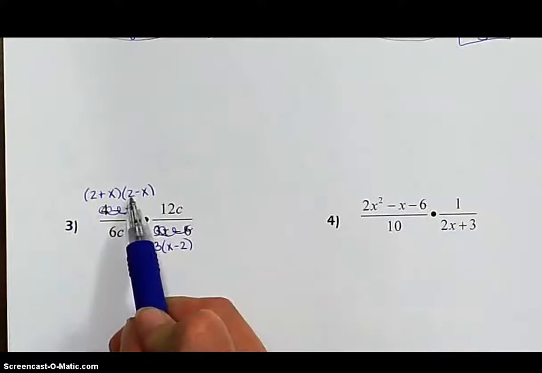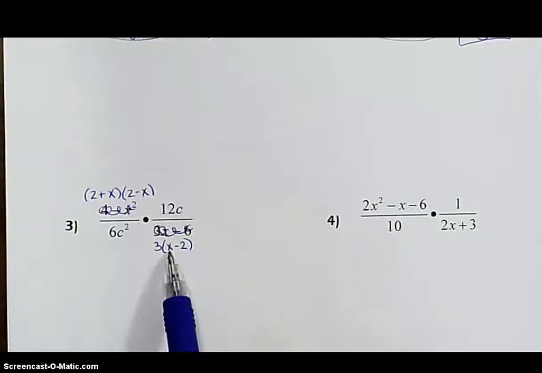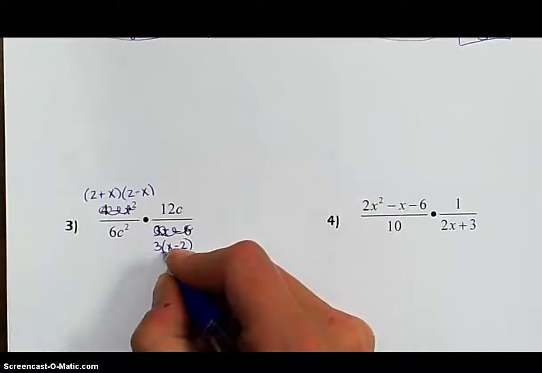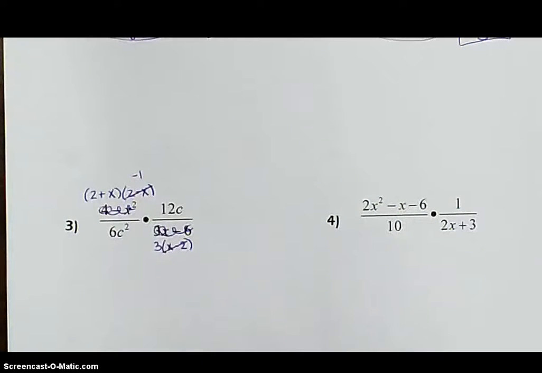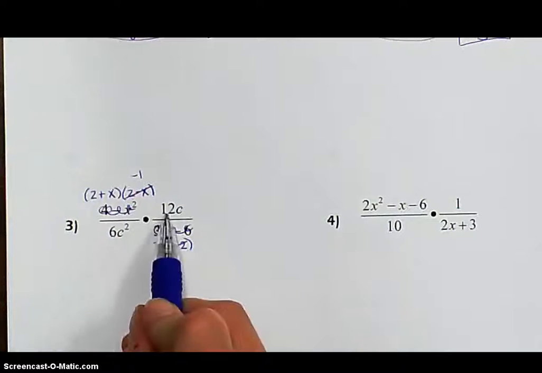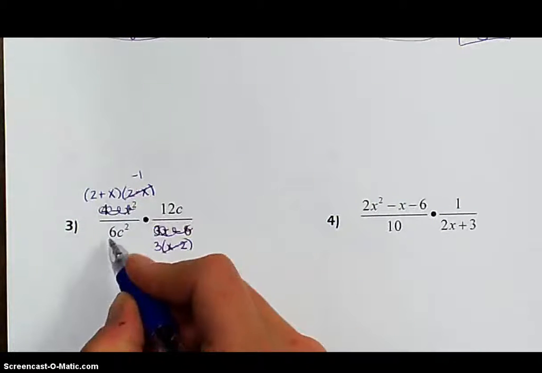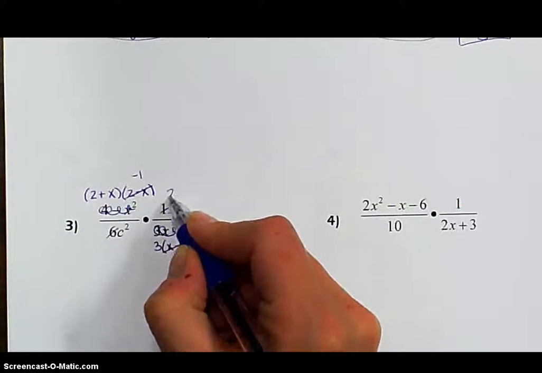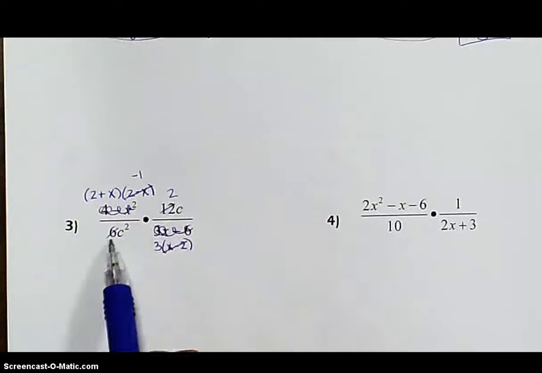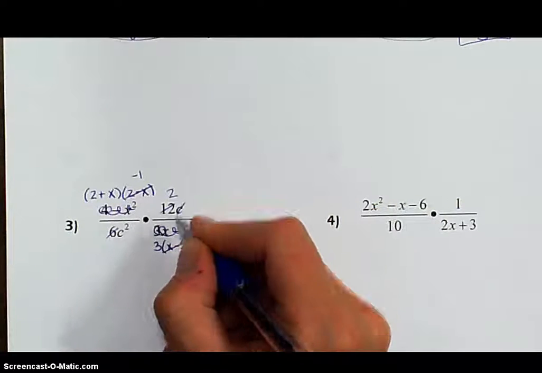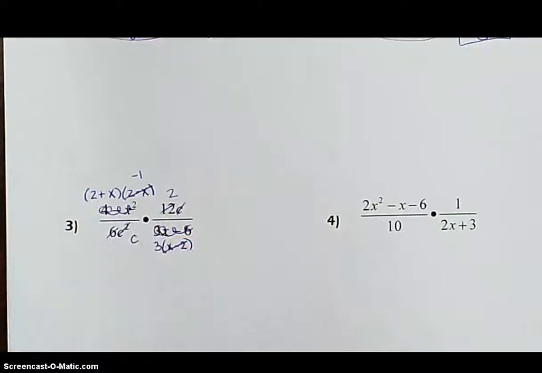Well, I have a 2 minus x in the numerator and an x minus 2 in the denominator. They're close, they're not exactly the same, but they can cancel. This is our special case, and we get a -1. Then if I look, I have a 6 and a 12. So 6 goes into 12 2 times, so I can cancel that. I have a c in the numerator and I have a c squared in the denominator, so I can cancel out one of the c's and I'm left with just c.